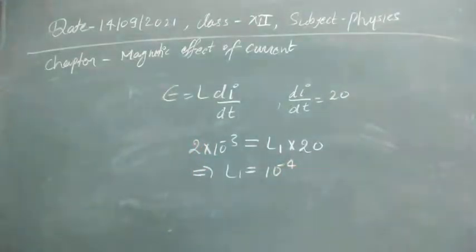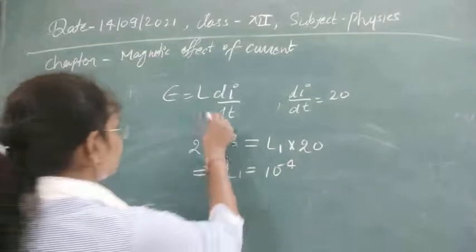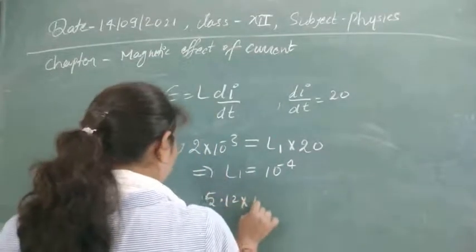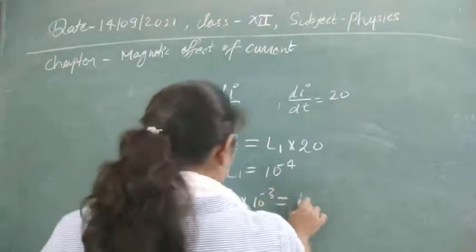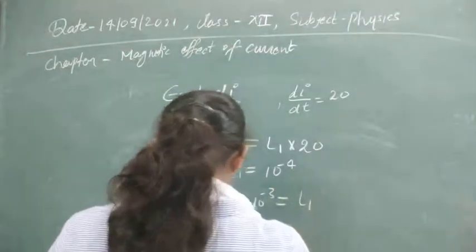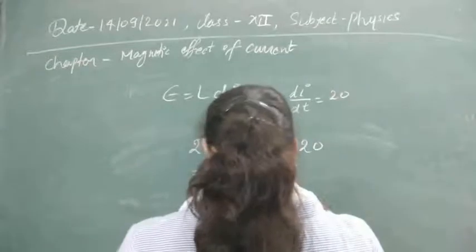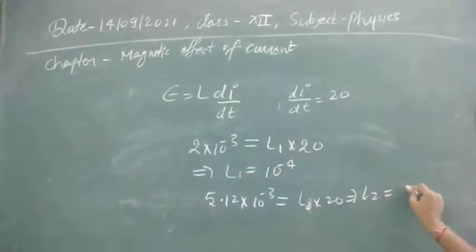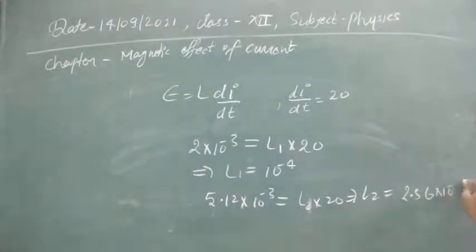Now for the secondary coil, if we find out the same thing, the potential is given as 5.12 into 10 to the power minus 3, that is equal to L2 into 20. So from here, if we find out the value of L2, it is obtained as 2.56 into 10 to the power minus 4. So the two inductances we have now found out.